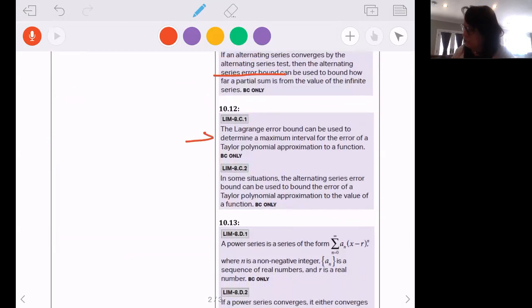I did not teach you Lagrange error. I think I might do that after the AP exam. We'll see, it's not super important, but that whole concept of error is, so we might do that.